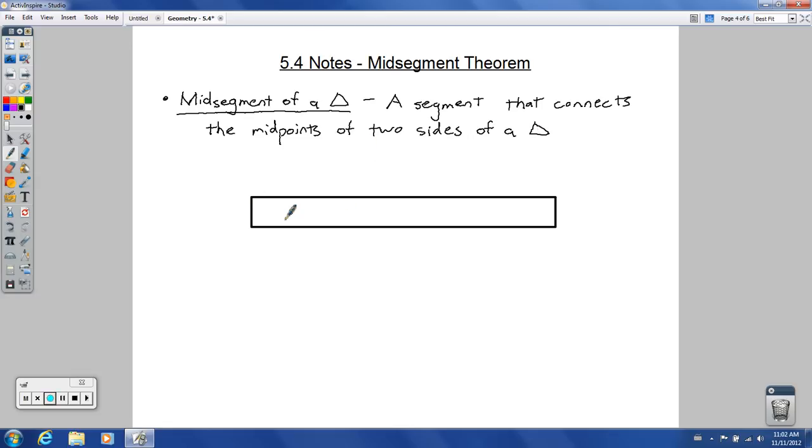And then down here we'll do the midsegment theorem itself. I put this box here because this is pretty important. This is our most important thing for the whole lesson right here. So the midsegment theorem, which I'll abbreviate like that. This is Theorem 5.9, 5th chapter, 9th theorem in this chapter.